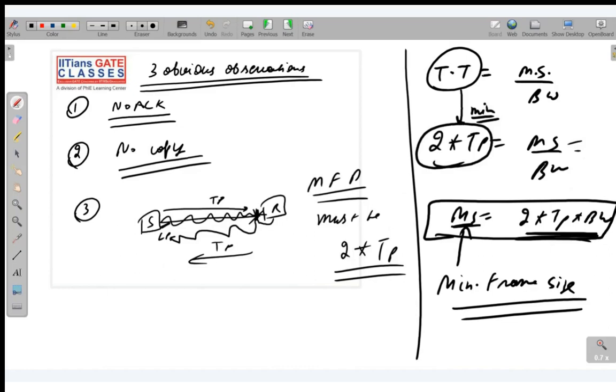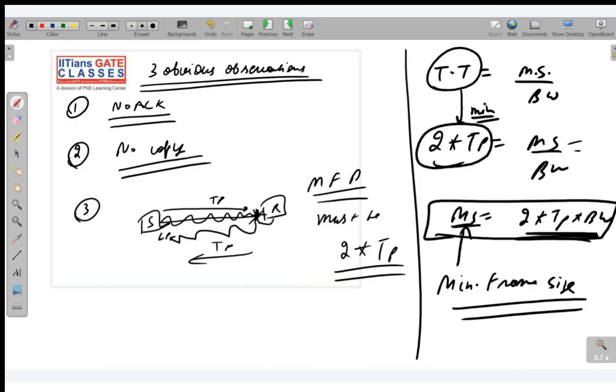On this formula, direct questions have been asked in GATE. This is the advantage. They will give you TP and bandwidth and ask for the minimum frame size for CSMA CD, which will be 2 into TP into bandwidth. So take a snapshot of some numerical; I will jump to the next slide.